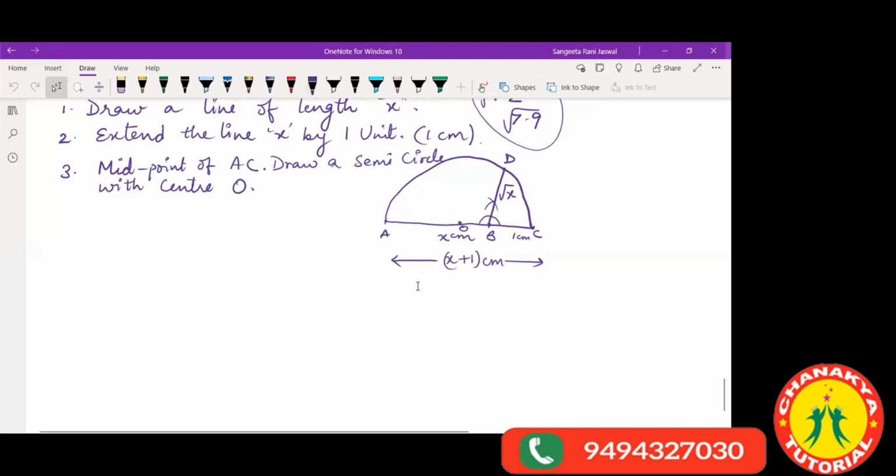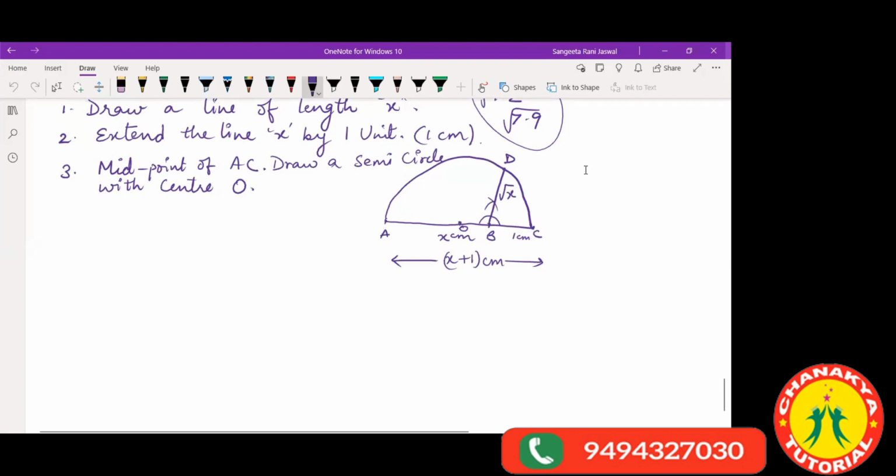But before that, I told you B to D distance is your root over x yesterday. Everyone understood till here? If you are asked to find root over x, this is how you find it. You draw a length of x centimeters first, and then you extend 1 unit, add to it. Then it becomes x plus 1 centimeters, the whole of the base. Then keeping the center O, you draw a semicircle over it.